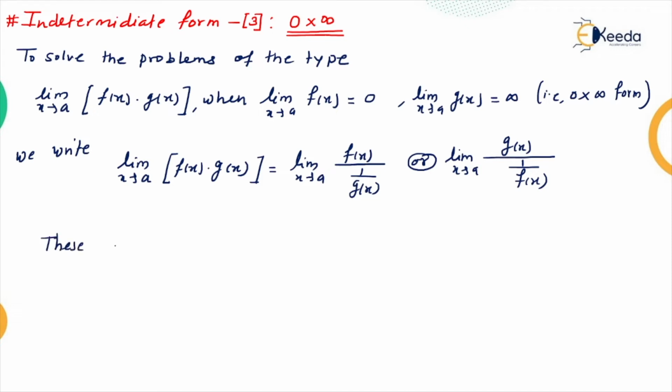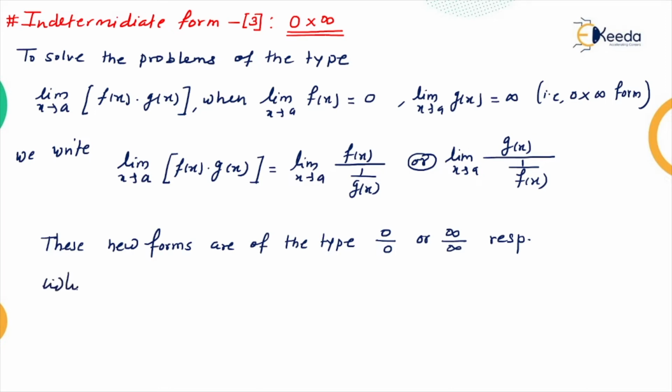Therefore, these new forms are of the type 0 by 0 or infinity by infinity respectively, which can be solved by using L'Hospital rule.